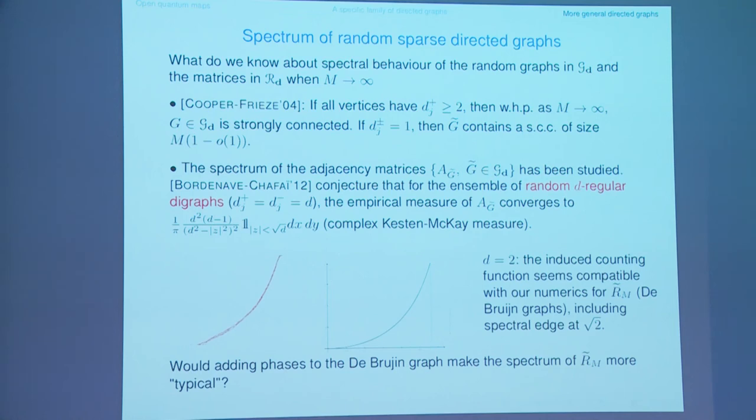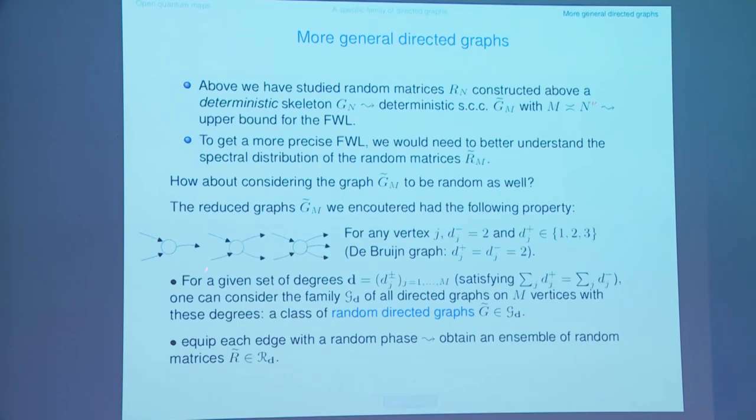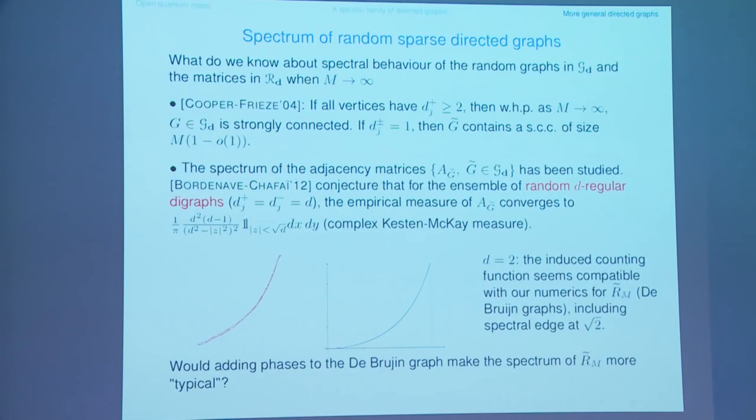But fortunately, it was proved about 15 years ago that if you put some constraint on these degrees, then with high probability this random graph will be strongly connected. There will be a single strongly connected component in the graph, and all edges will be connected to other edges. And if you relax this condition a bit, that is, if you allow some of the degrees to be equal to 1, like we had here, you still have a high chance that the graph has a large macroscopic strongly connected component. So these are topological facts about this family of random graphs.